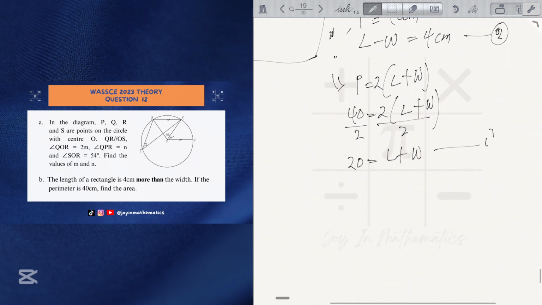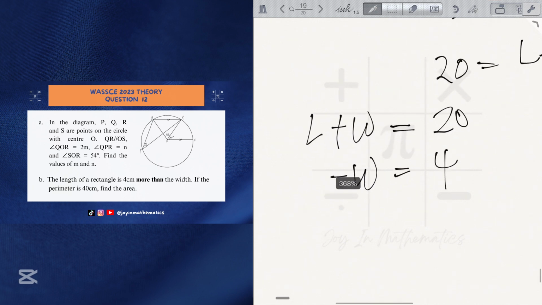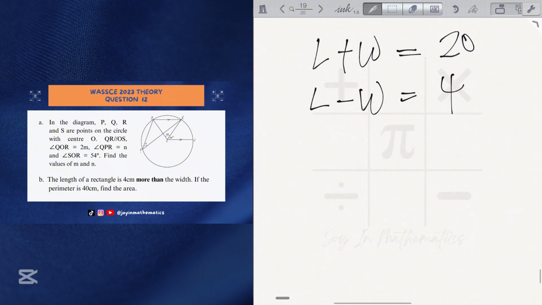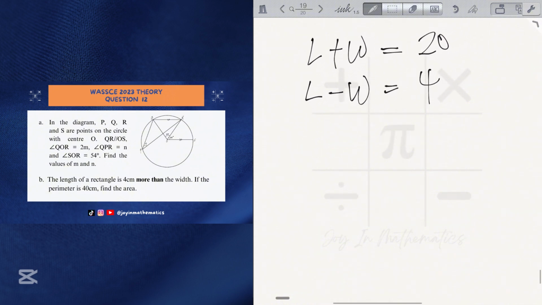So let's write them out together. Equation 1 says length plus width is equal to 20, and equation 2 says length minus width is equal to 4. So with this now, how do we solve this simultaneous equation? It's two equations, two unknowns. So we can sum them up together using the elimination method.